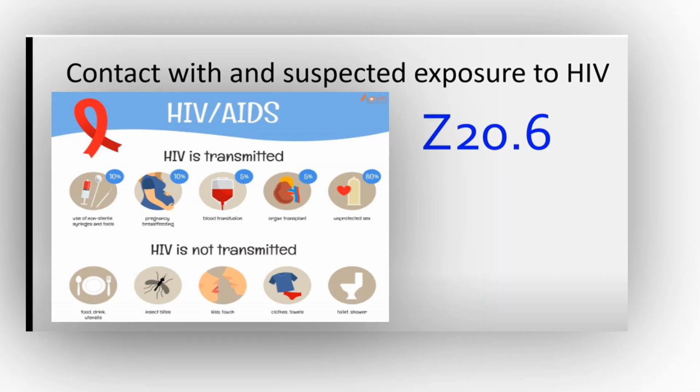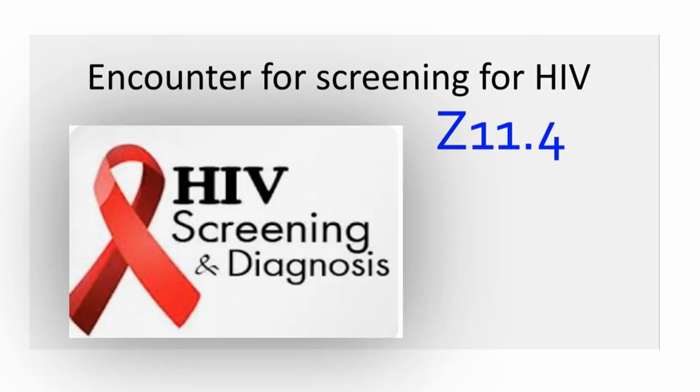So, contact with and suspected exposure to HIV. Whenever the patient had contact with a HIV patient or there was a suspected exposure, then we write Z20.6. Encounter for screening of HIV, Z11.4. So remember, you need to read why the patient has come. Has he come for the screening, or has he come because he had contact with a HIV patient and he wants to know whether he has got the infection? And depending upon that patient case, we will do the coding for that patient.